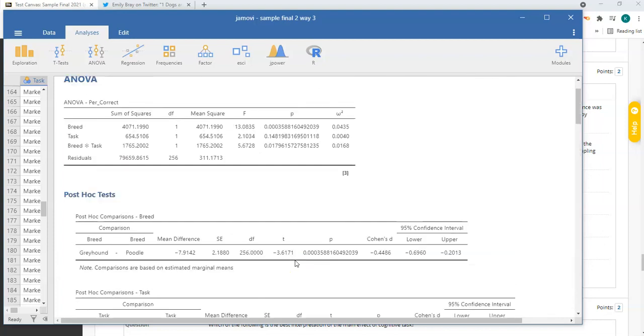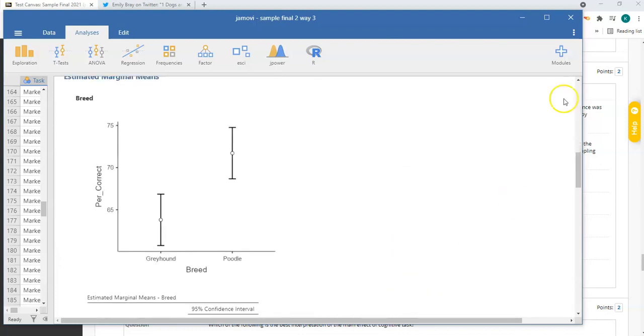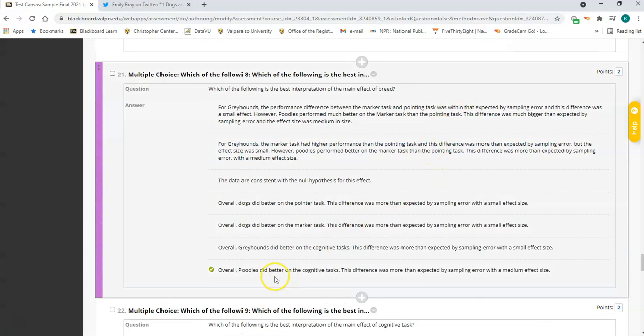And what's the effect size of that? Well, it's about 0.04. So you should use your cut lines for that to determine whether that's large, medium, or small. All right, so overall, poodles did better on cognitive tasks. This difference was more than expected by sampling error with a medium effect size.